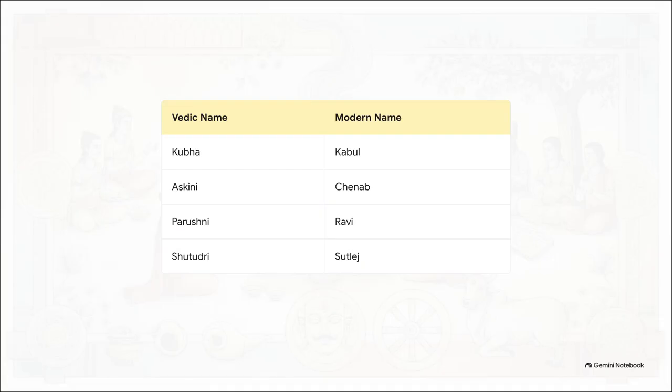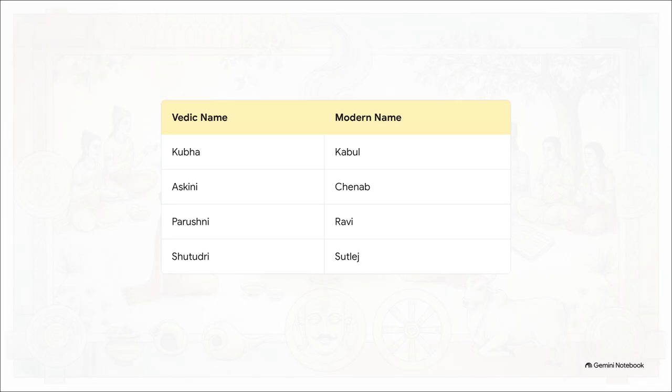Having explored their texts, it's time we ground ourselves in the physical reality of this civilization. Now, what's really interesting about this slide is how the geography bridges the ancient past with the map we recognize today. The rivers mentioned in the Rigveda flow through regions we still know. The ancient Kuba is today's Kabul River in Afghanistan. The Shini is the Chenab, Parushni is the Ravi, and Shutudri is the Sutlej.